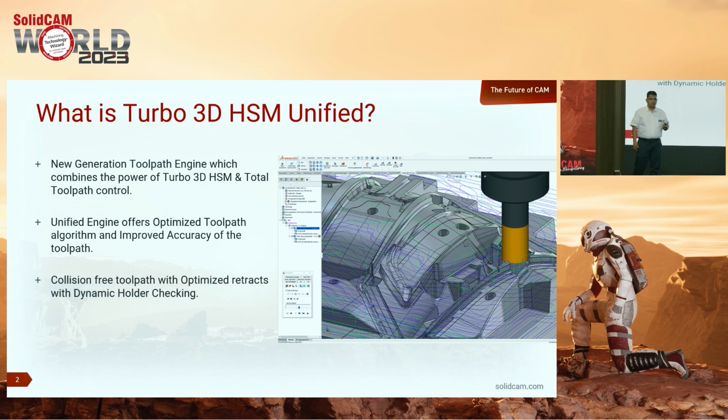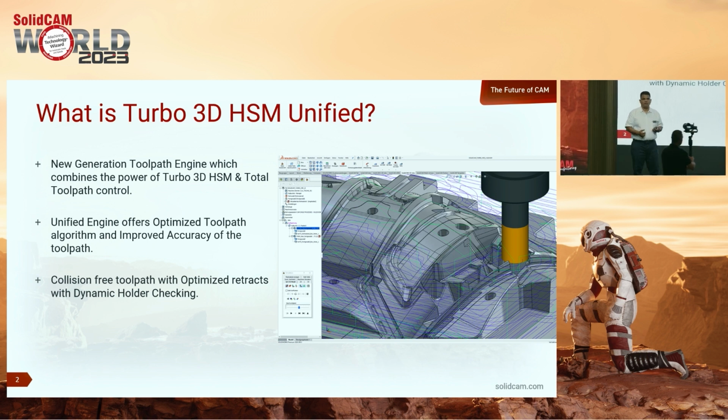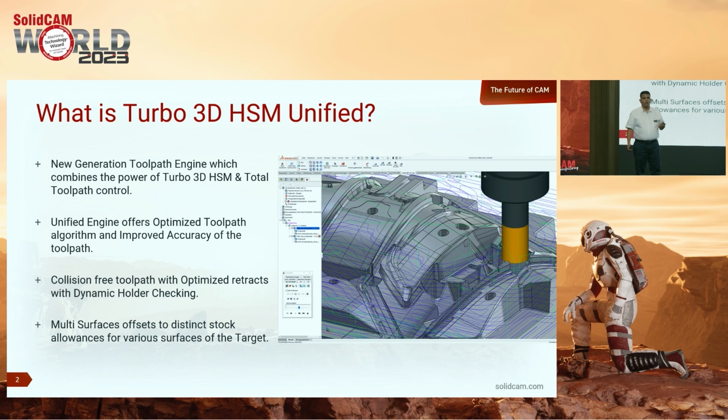Collision-free toolpaths. This is another very crucial thing that was missing in both our legacy HSM as well as turbo HSM, especially when using holders. When we're using holders, it was extremely difficult to find a very good toolpath that would trim the toolpath to the holder and then give you this optimized toolpath for machining. Multi-surface offsets give you the possibility to define different offsets on different groups of surfaces inside finishing in the unified engine.